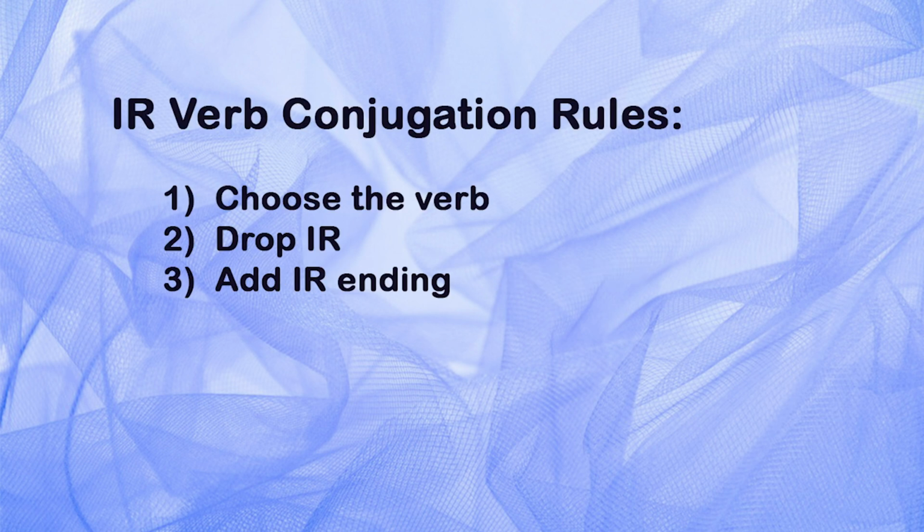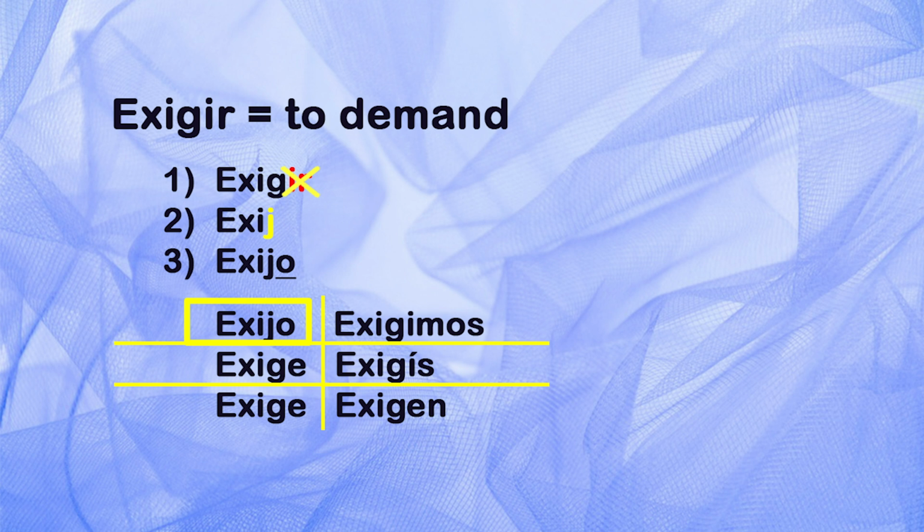The rules for conjugating IR verbs are: first, choose the verb you would like to conjugate. Second, drop the IR. Third, replace IR with the corresponding subject pronoun. To conjugate exigir, first, drop IR off of exigir. Second, change G to J. And third, add O, which is the ending for the yo form.